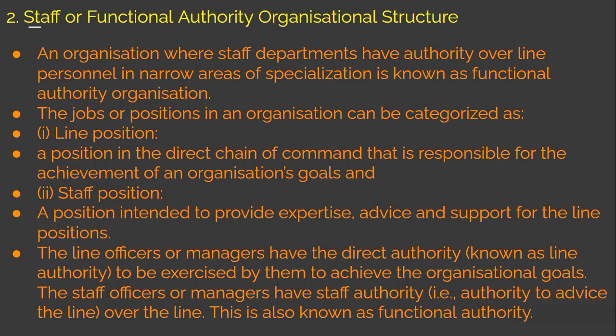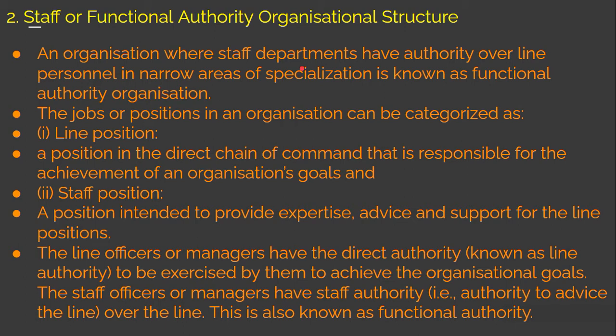Now the next type of organization structure is staff, or it is called the functional authority organization structure, where authority is defined in terms of different functions of the organization. It is an organization where staff departments have authority over line personnel in narrow areas of specialization. Students, in an organization, the transactions are more.